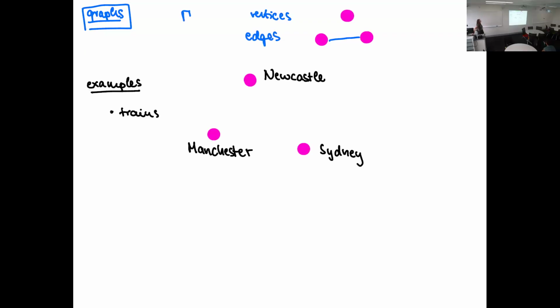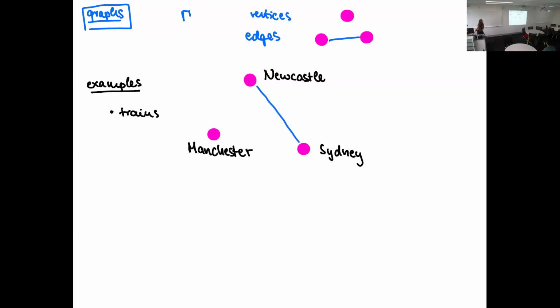Okay. Now graphs. I guess everybody knows what a graph is in the room, but I wanted to draw some examples because I like drawing things and thinking about things. So graphs are just some things that have vertices, which are these points, and edges, which just connect some of them. So one example would be train networks. So for example, here is Manchester, Sydney, and Newcastle. There is a Newcastle in the UK as well, but today I'm in Newcastle in Australia.